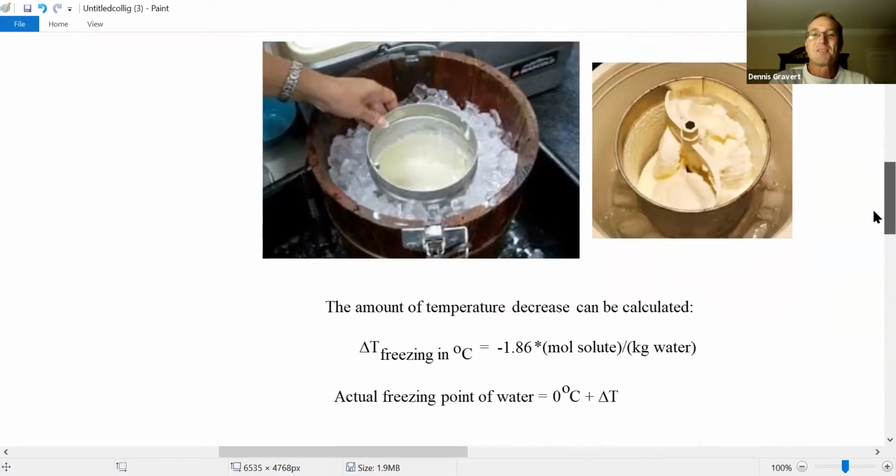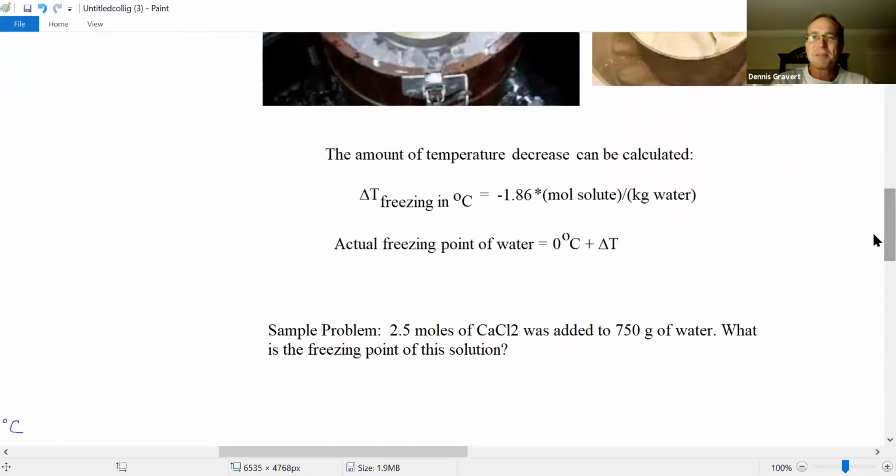Okay. For us in chemistry, though, that would be a fun lab if we made some ice cream. That'd be cool. You're not supposed to eat in the lab, though.